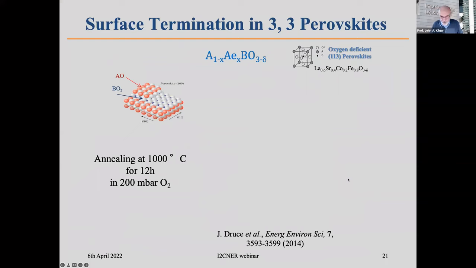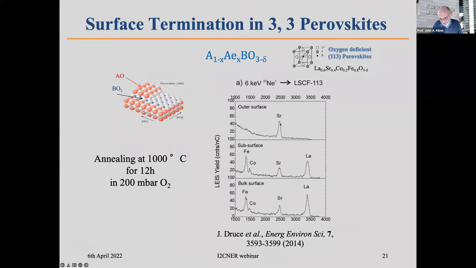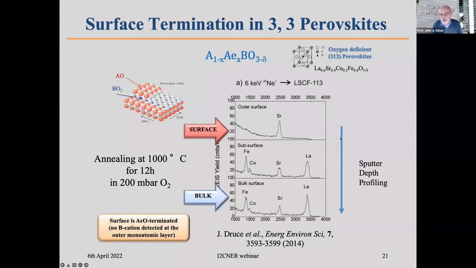Okay. Sorry about that. And we see strontium at the very outer surface. As we sputter away the surface, immediately beneath the surface, we begin to see these B-cations, and the B-cations, we believe, are important for the oxygen exchange process in providing the electron transfer to the oxygen molecule. And we also see the emergence of the lanthanum. And then we move into the bulk composition.